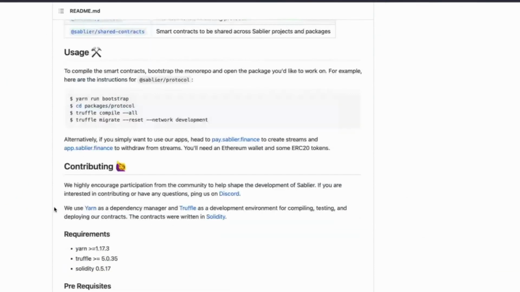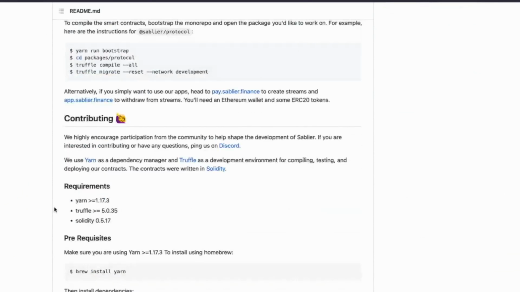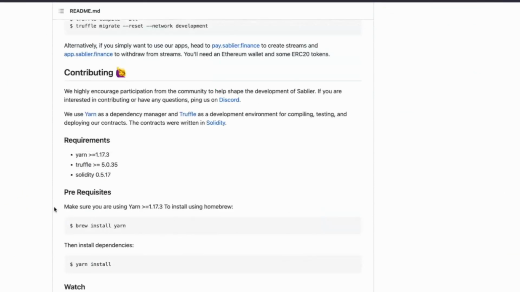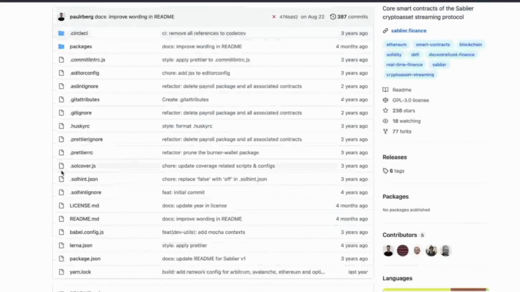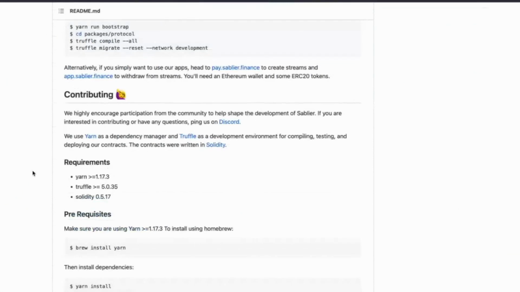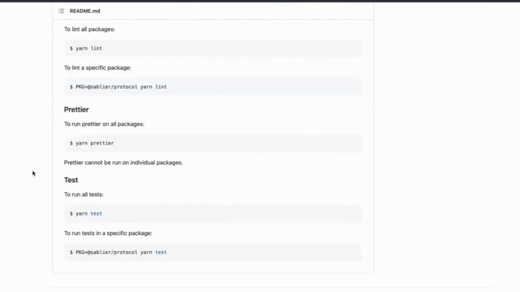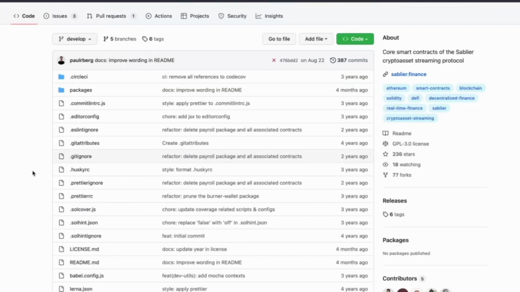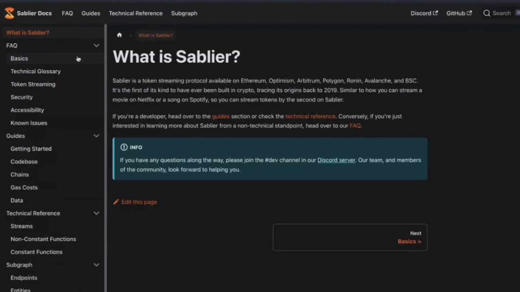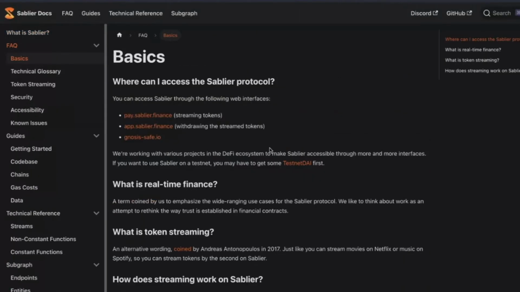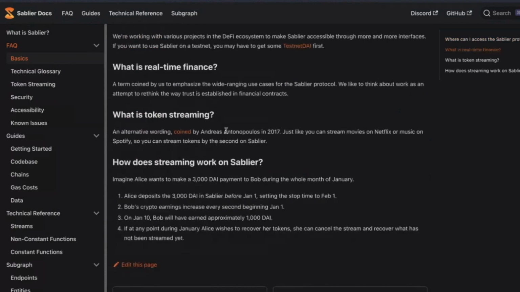And then usage. Oh, they use Truffle. Oh, okay, cool. It's been a while since I've looked at a Truffle thing. This looked foreign to me. It was like packages, and I was like, where does it say contracts? Cool. So let's do what they say and go to the frequently asked questions. Basics. Okay, well, these are the ways you can access it.